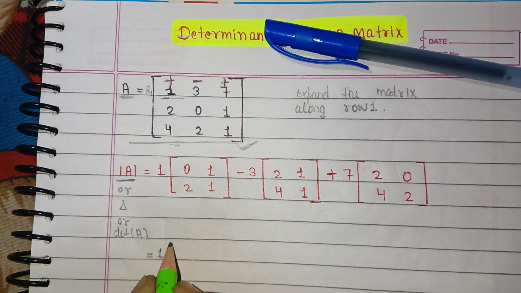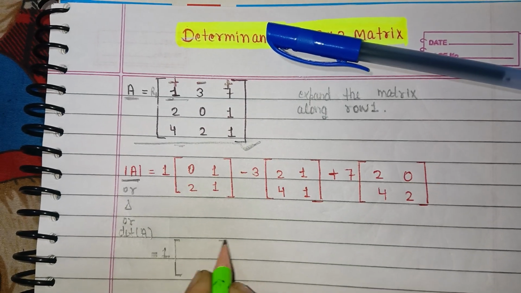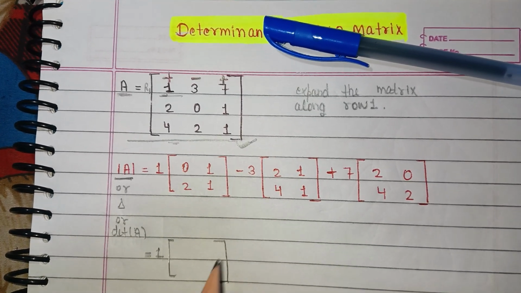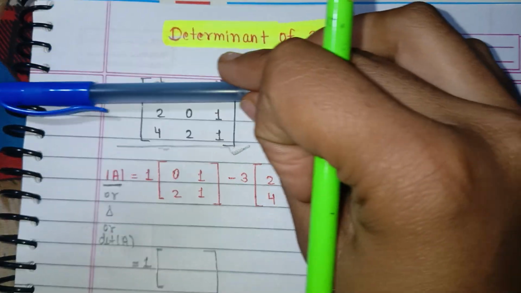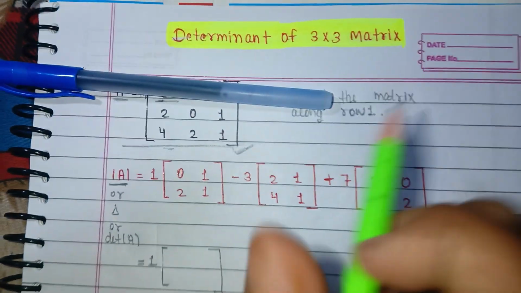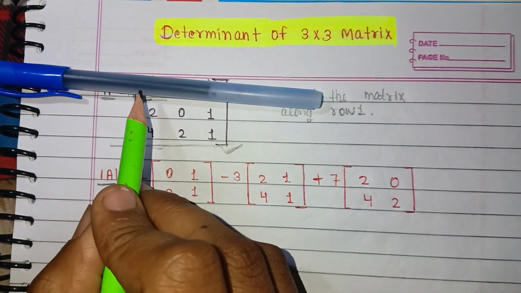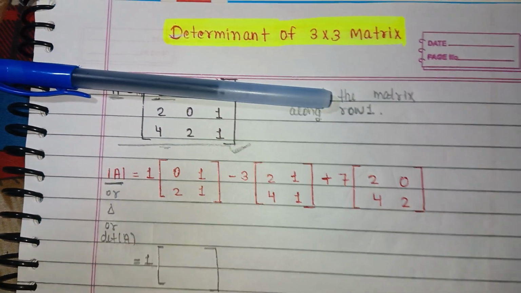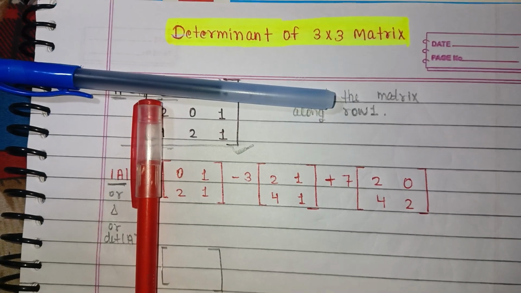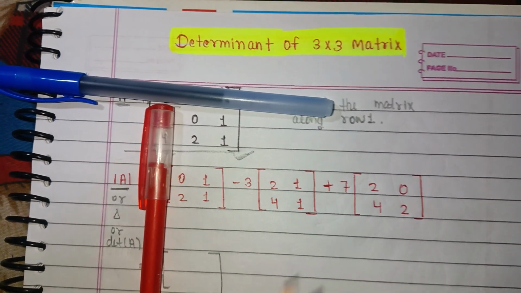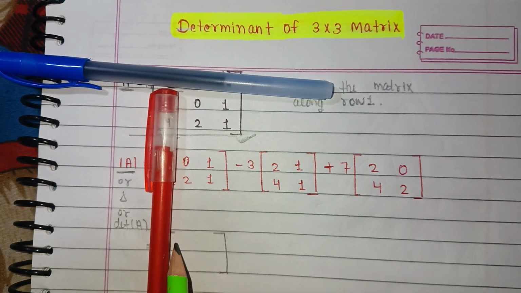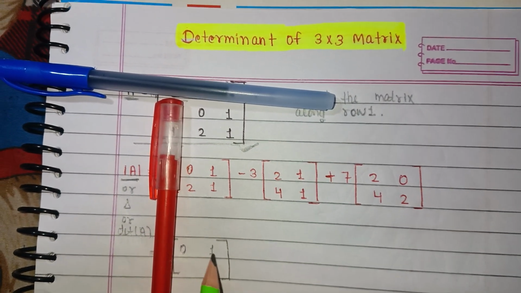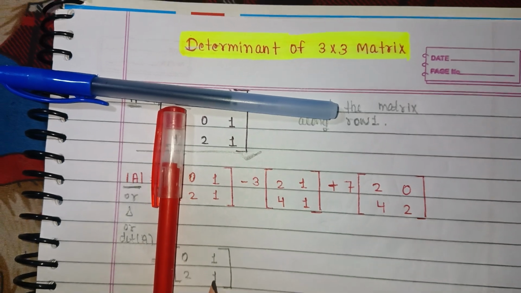For writing the matrix inside part, just hide the row in which you are present. We are in row 1, so I will hide row 1 and hide column 1. Okay, and write the remaining part as it is in the matrix. Okay, 0 1 2 1.